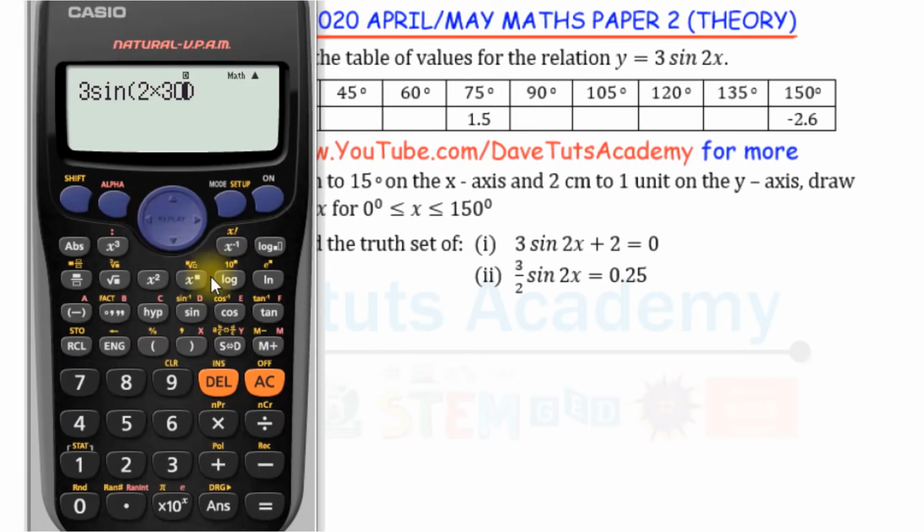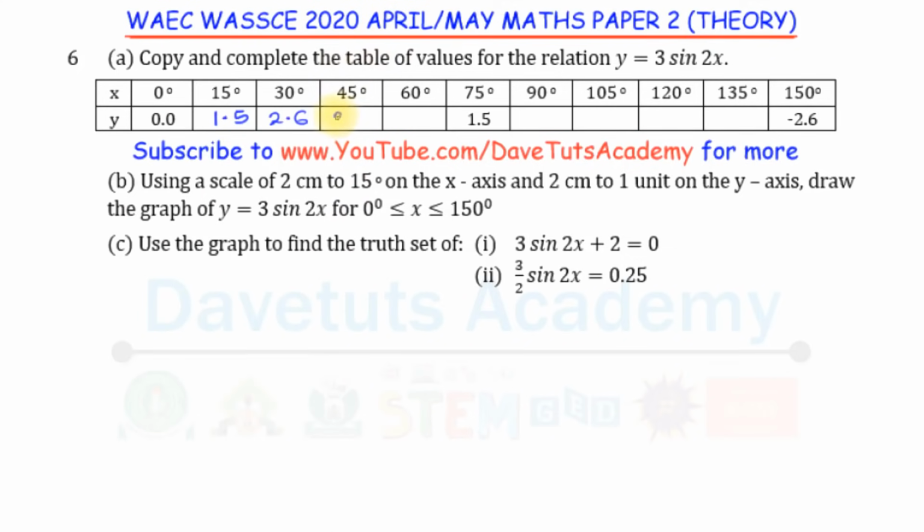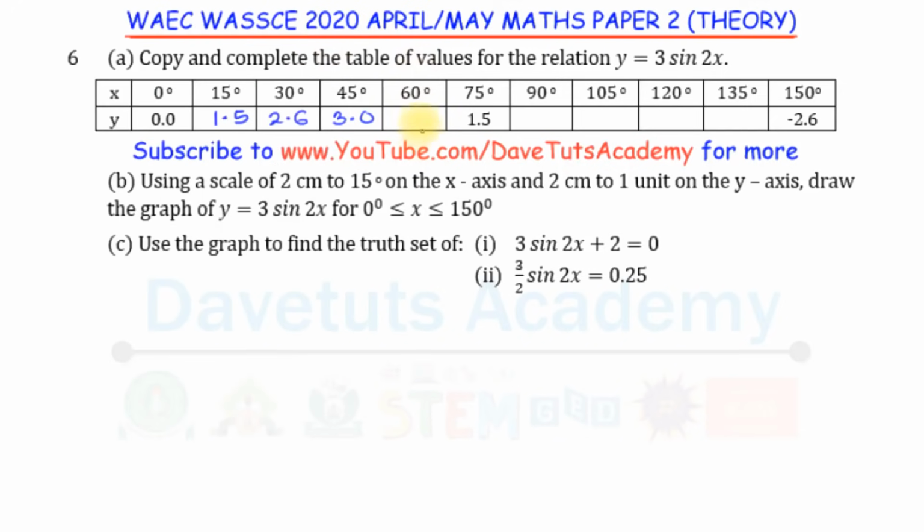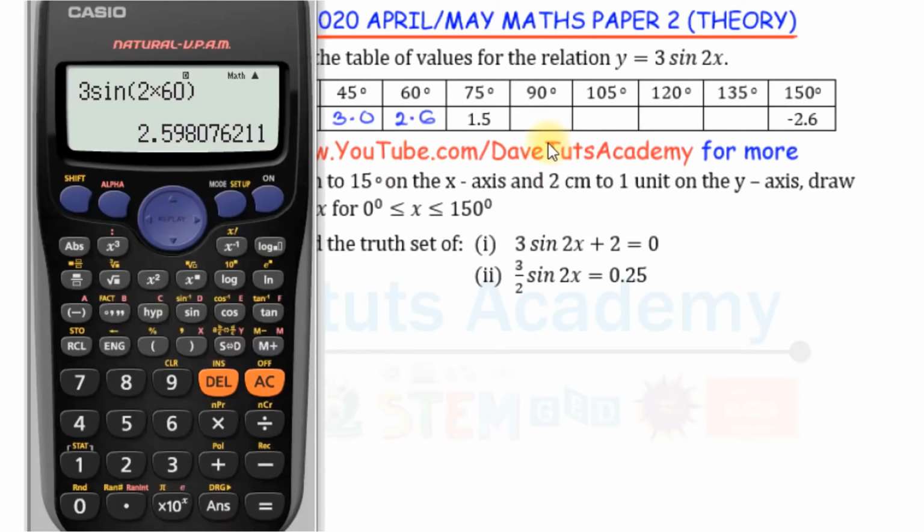When x is 45 degrees, instead of 30, we have 45. What's that solution? That is 3. We want to put it in 1 decimal place. That will be 3.0. And then when x is 60, you just want to change this. So this is 60. So what's that? This is also 2.6 in 1 decimal place. So this is 2.6. And like that, you can just input all your values.